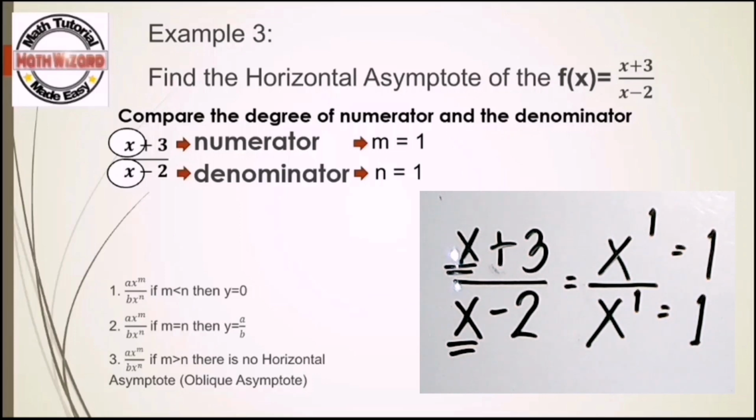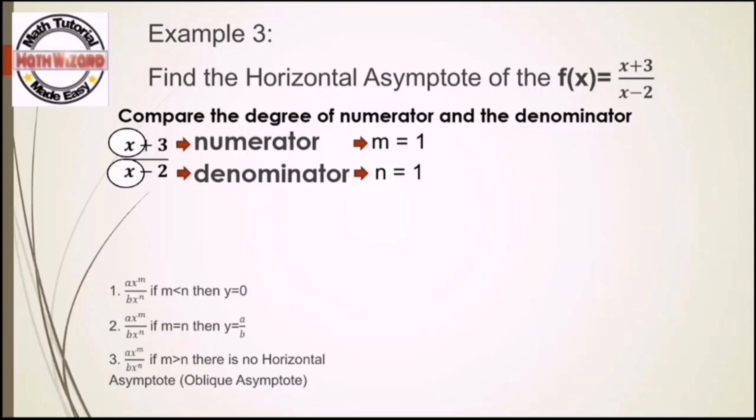Now, again, we are going to compare the value of m and n. So, what do you think is the theorem we are going to use? Is it the first one, the second one, or the third one? Okay, m is equal to n, as we can see, because they have the same value, 1 and 1. Therefore, we use the second theorem, wherein what we will do is to solve for y equals a over b.